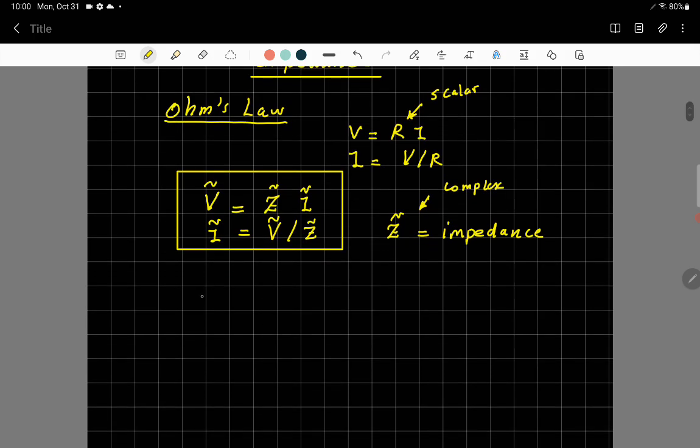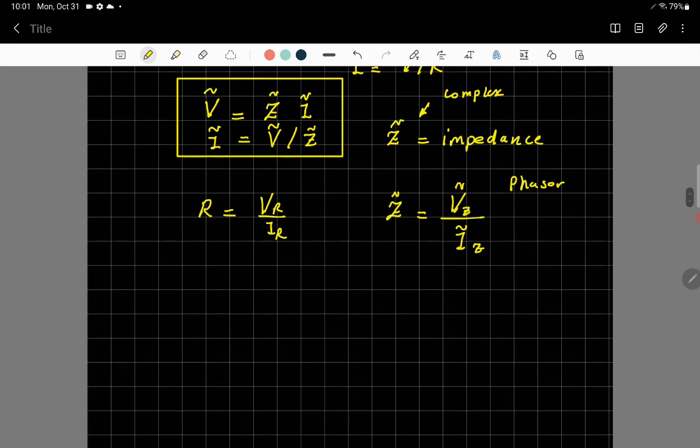So impedance, similar to the resistance: if you want to find the resistance of a resistive element, you will divide the voltage across the resistance by the I across the resistance. That's okay. In impedance, it's very similar, it will be the voltage across the impedance divided by the current in the impedance. And observe that I use phasor here, because it could in general be a complex number.